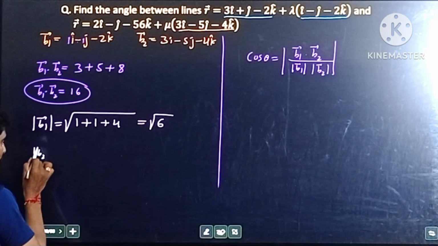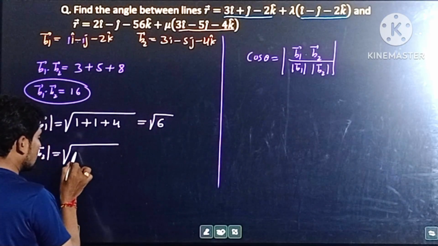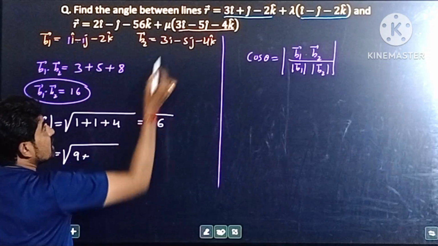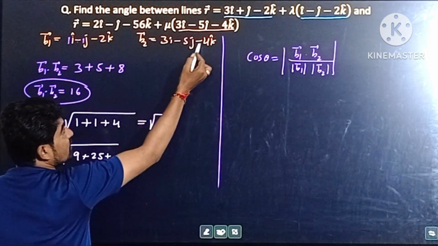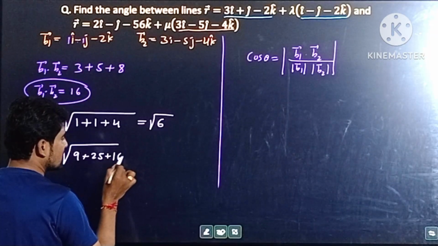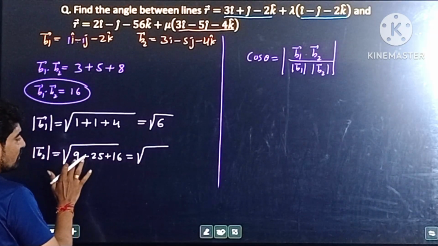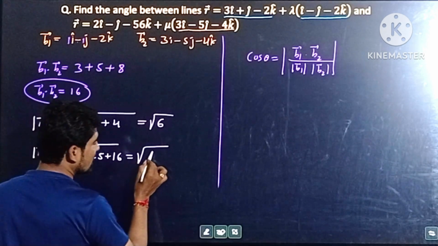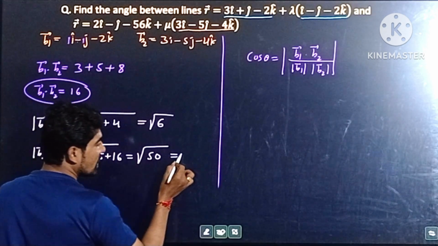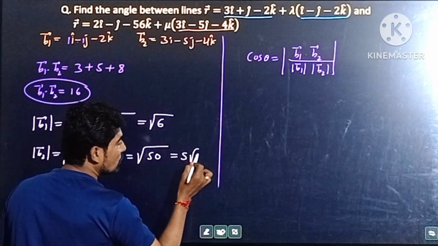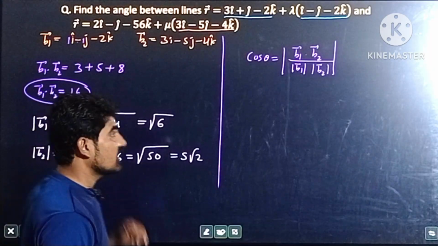And magnitude of b2 vector is equal to the square root of i coefficient 3 squared, 9, plus j coefficient minus 5 squared, 25, plus k coefficient minus 4 squared, 16. So 16 plus 9 is 25, 25 plus 25 is 50. Therefore 50 can be written as 25 into 2, so the square root of 25 is 5, and root 50 can be written as 5 root 2. So we got the required value.